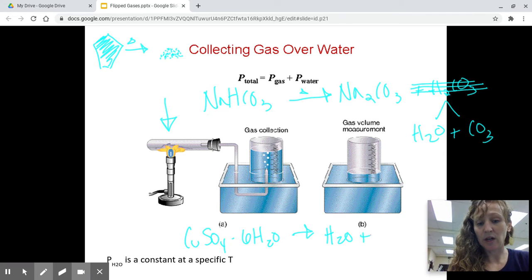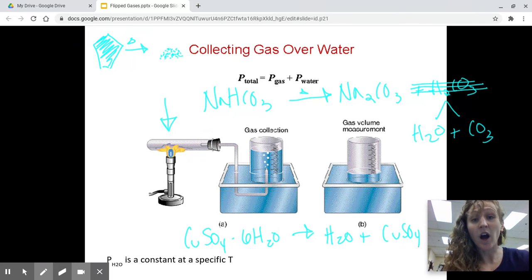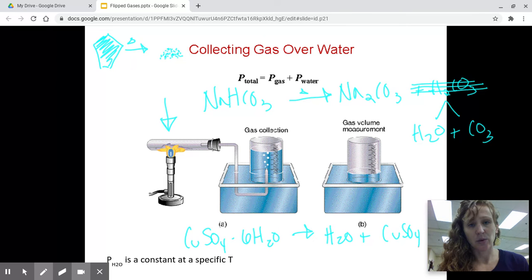And so what you are left with is anhydrous or dehydrated copper sulfate and water, which is your gas, which bubbles out. Okay, so that is essential ingredient number one of this reaction. You have to have some compound that decomposes under heat and produces a gas.